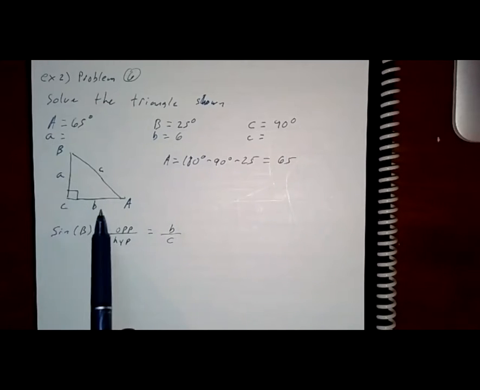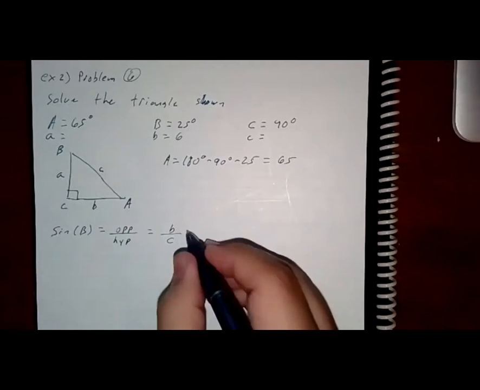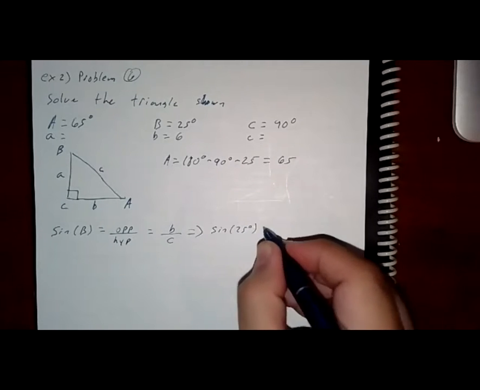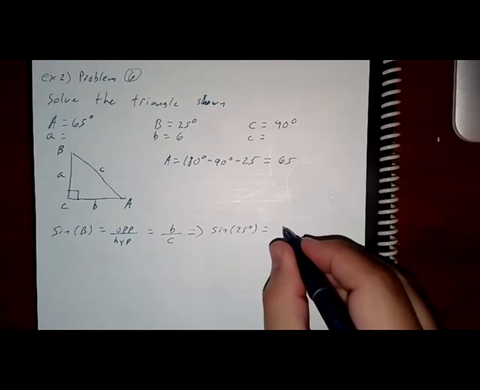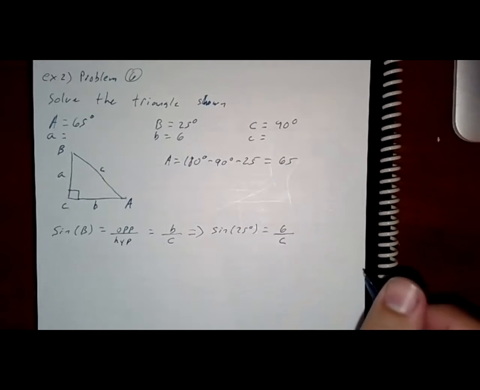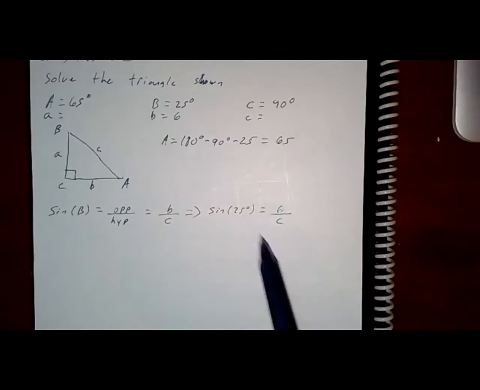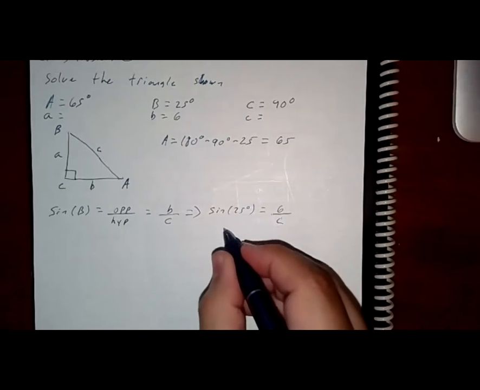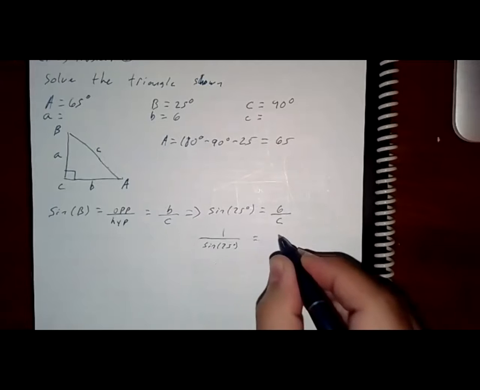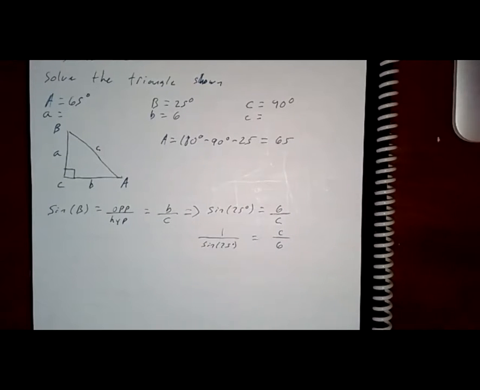Opposite to capital B is right there. Hypotenuse is over there. So that implies that sine of 25 is equal to 6 over c. At this point, you could do that whole cross multiplication or whatever, or take a reciprocal of both sides. I don't really care how you think about it. If you take the reciprocal, if you flip both sides, multiply both sides by 6.